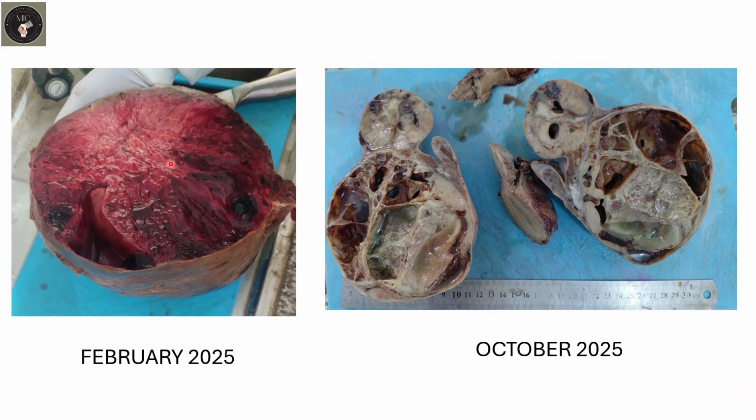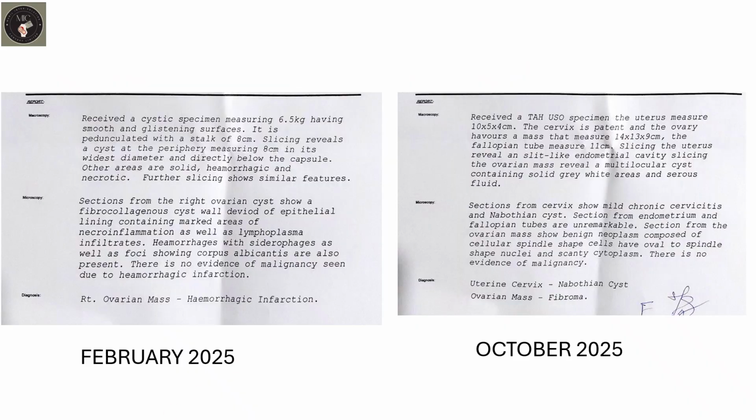So, February, this was the lesion. October, this is the lesion. So while this appears fleshy, this is multilocular solid. Diagnosis: February, hemorrhagic infarction. October, fibroid.